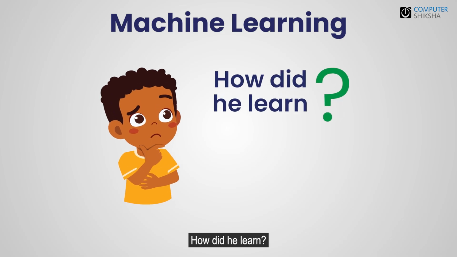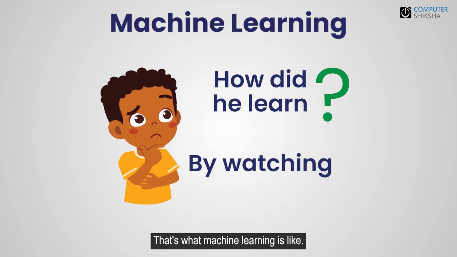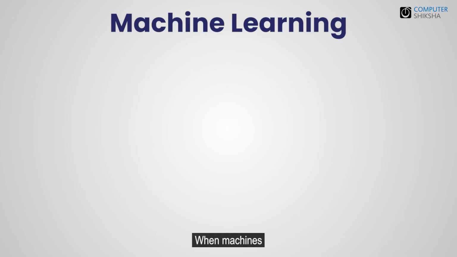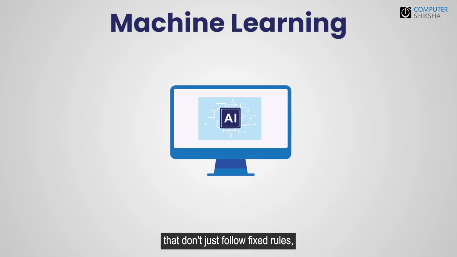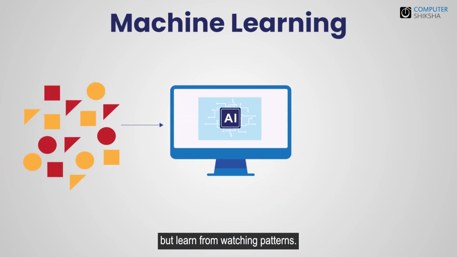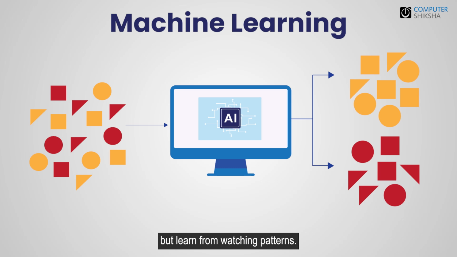How did he learn? Just by watching. That's what machine learning is like. Machines that don't just follow fixed rules, but learn from watching patterns.